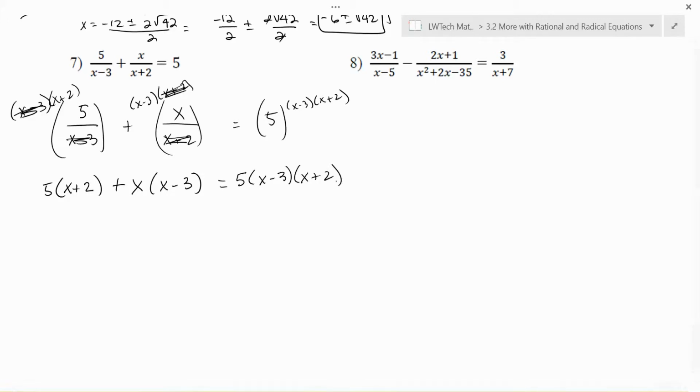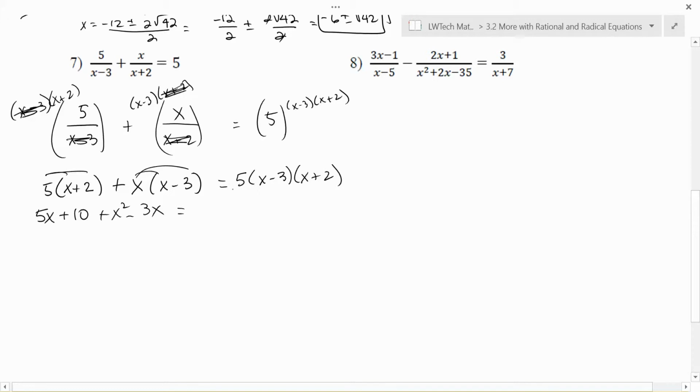What I'm going to have to do before I'm done. First thing I would do is distribute. So here I'm going to multiply that through. Sorry, 5 times x is 5x, plus 5 times 2 is 10. For the next one, x times x is x squared, minus 3 times x is minus 3x.